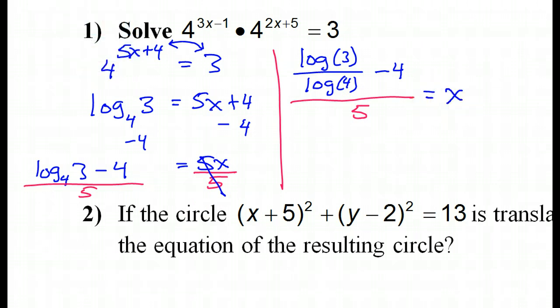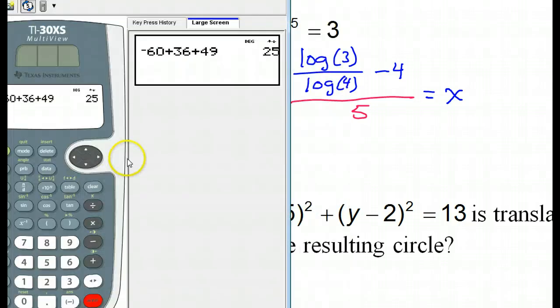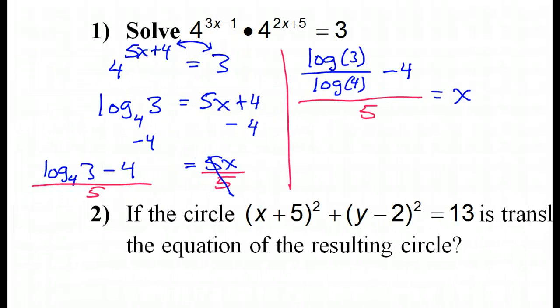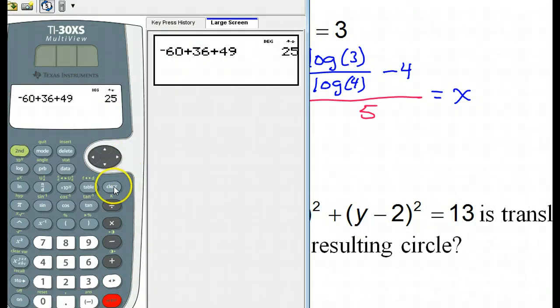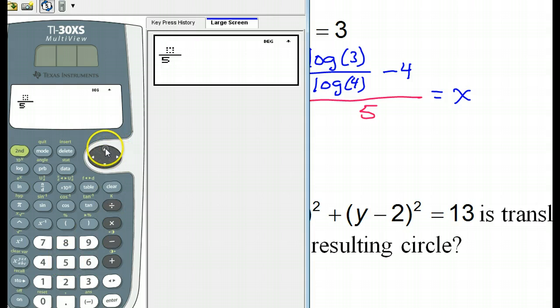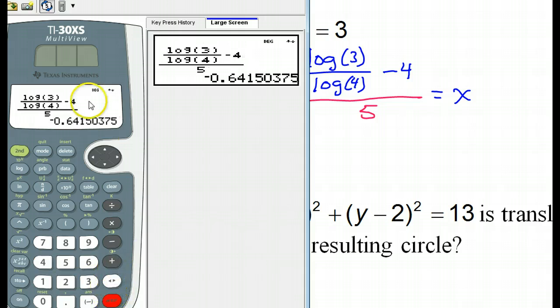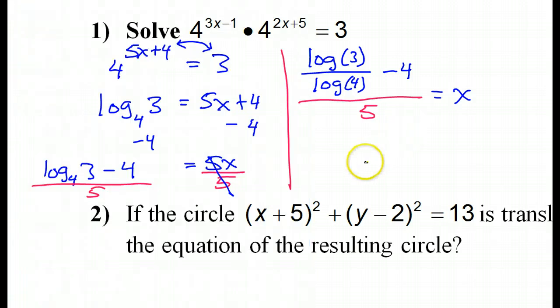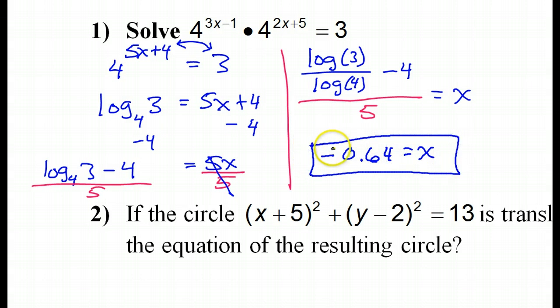So it's just a matter of putting that into your handy dandy calculator, like you do. Alright, so let's do this. Fraction mode. In the denominator, all we see is 5, so there it is. In the numerator, we have a fraction, so let's put a fraction up there. So this will be log 3 up there. And down here, I'm going to have log 4. Okay, don't forget about that minus 4 out there. And kabam. So that is negative 0.64. Alright, and that is how you do number one.